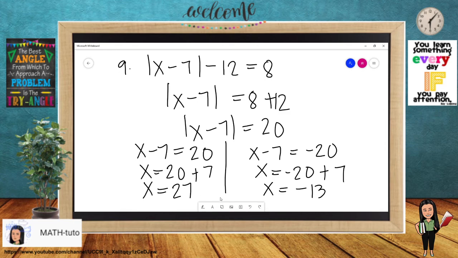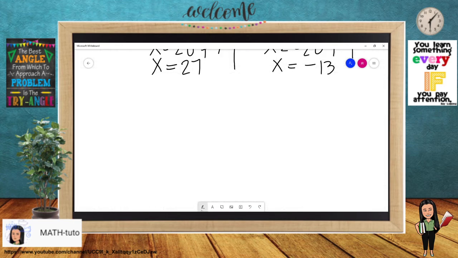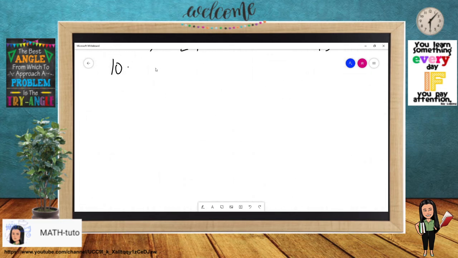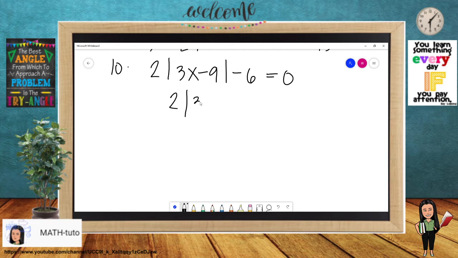Okay, let's have more examples for absolute value. Number 10 na tayo, no? So, this is 2 times absolute value of 3x minus 9 minus 6 equal to 0. So, yun ang goal natin palagi. Put the absolute value on one side, all other terms on the other side. Okay? Before we apply the relation for absolute value na positive at negative. So, we now have here 2 times absolute value of 3x minus 9 equal to positive 6.